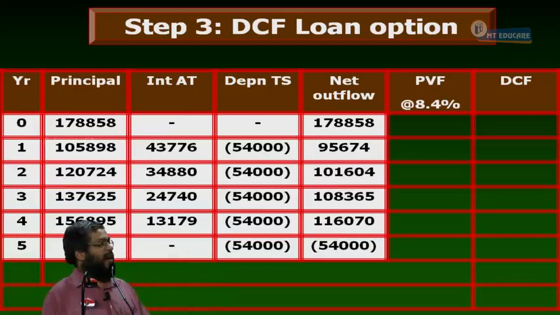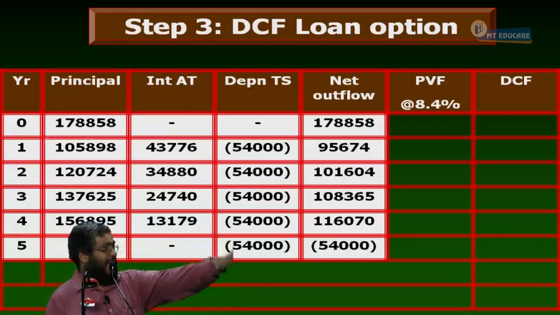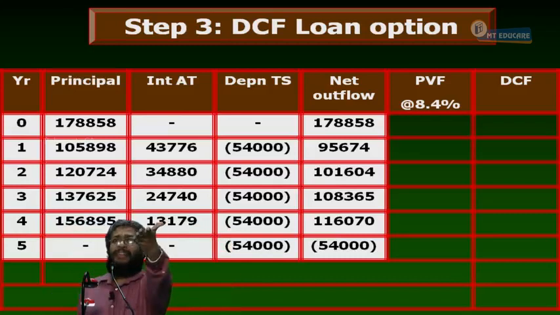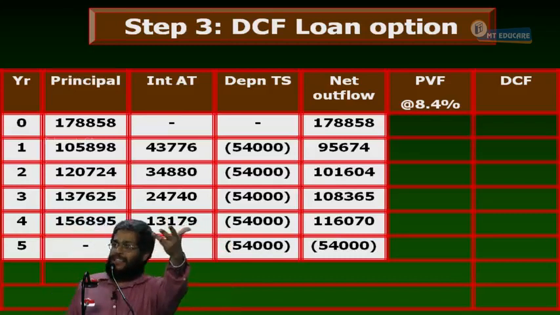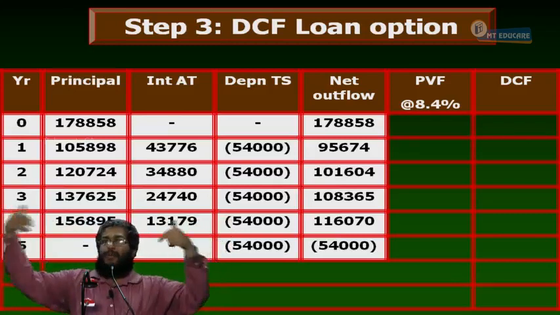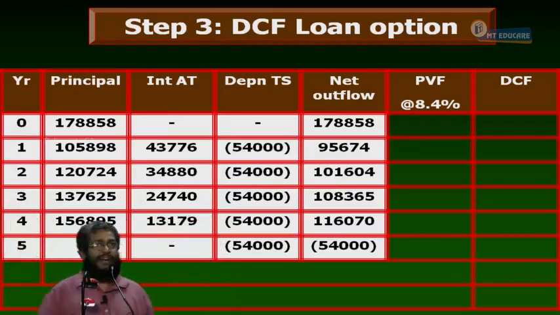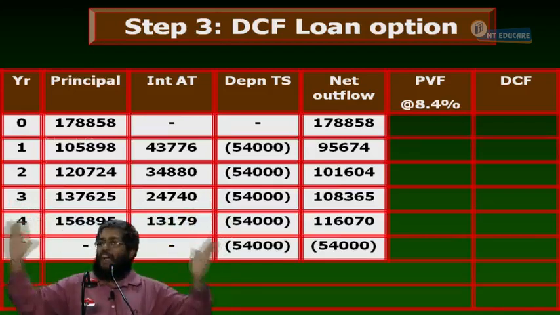Are these cash flows adjusted for tax or without tax? Adjusted for tax. The interest is what? After tax. The depreciation cost is given for what? Tax savings. Everything is after tax. Don't say principal before tax. It is the same before as well as after tax. Whenever tax is applicable, you have to adjust for tax. The cash flows are after-tax cash flows.